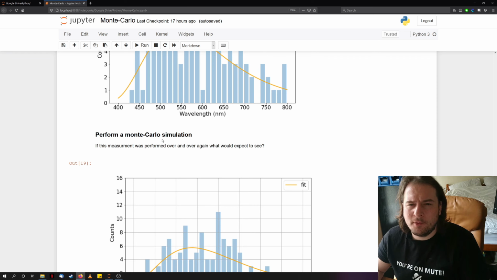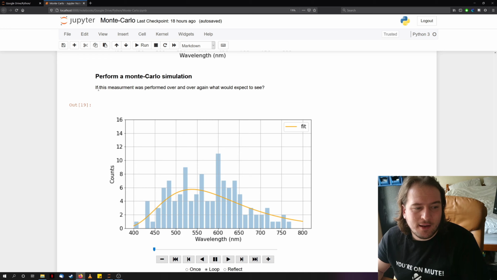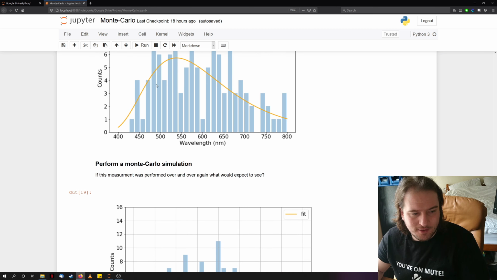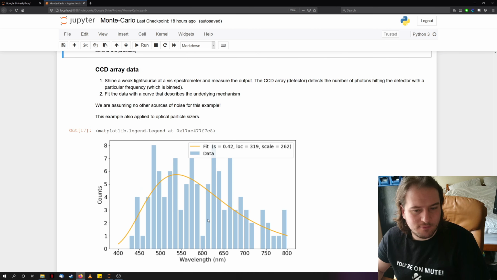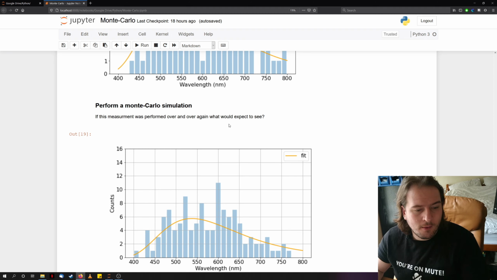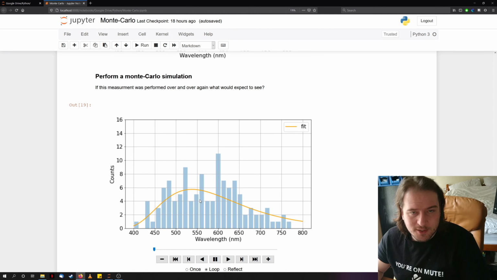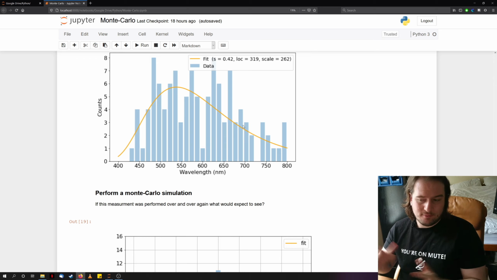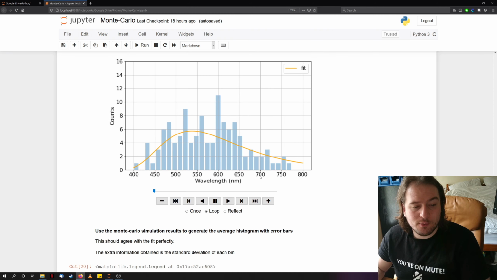And then we go ahead and perform a Monte Carlo simulation. So what does this mean? In this particular case, if the measurement was performed over and over again, what would we expect to see? It's taking the same number of events that occurred here. I think it's around 150 events that occurred, if you summed up all the bars here. But if you were to do that measurement over and over again, based on this fit, remember this fit is a good theoretical prediction of what the light source is doing. Based on that, what would we expect to see?